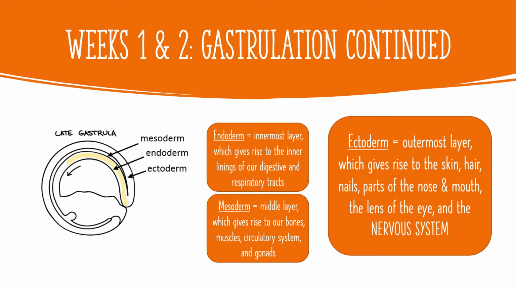Finally, we have the ectoderm, which is the outermost layer. It will eventually give rise to our skin, hair, nails, parts of our nose and mouth, the lens of our eyes, and most importantly for this video, the nervous system.